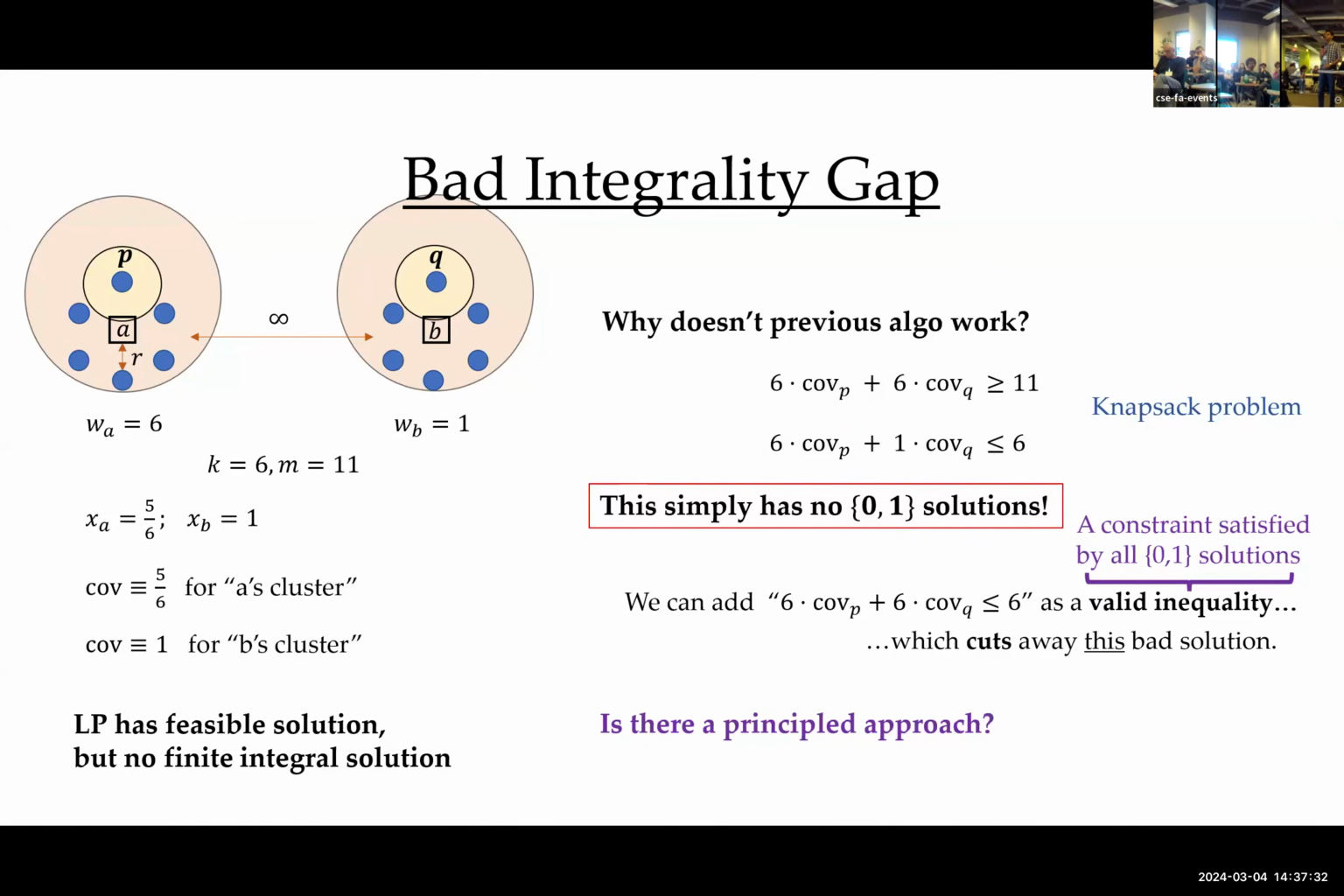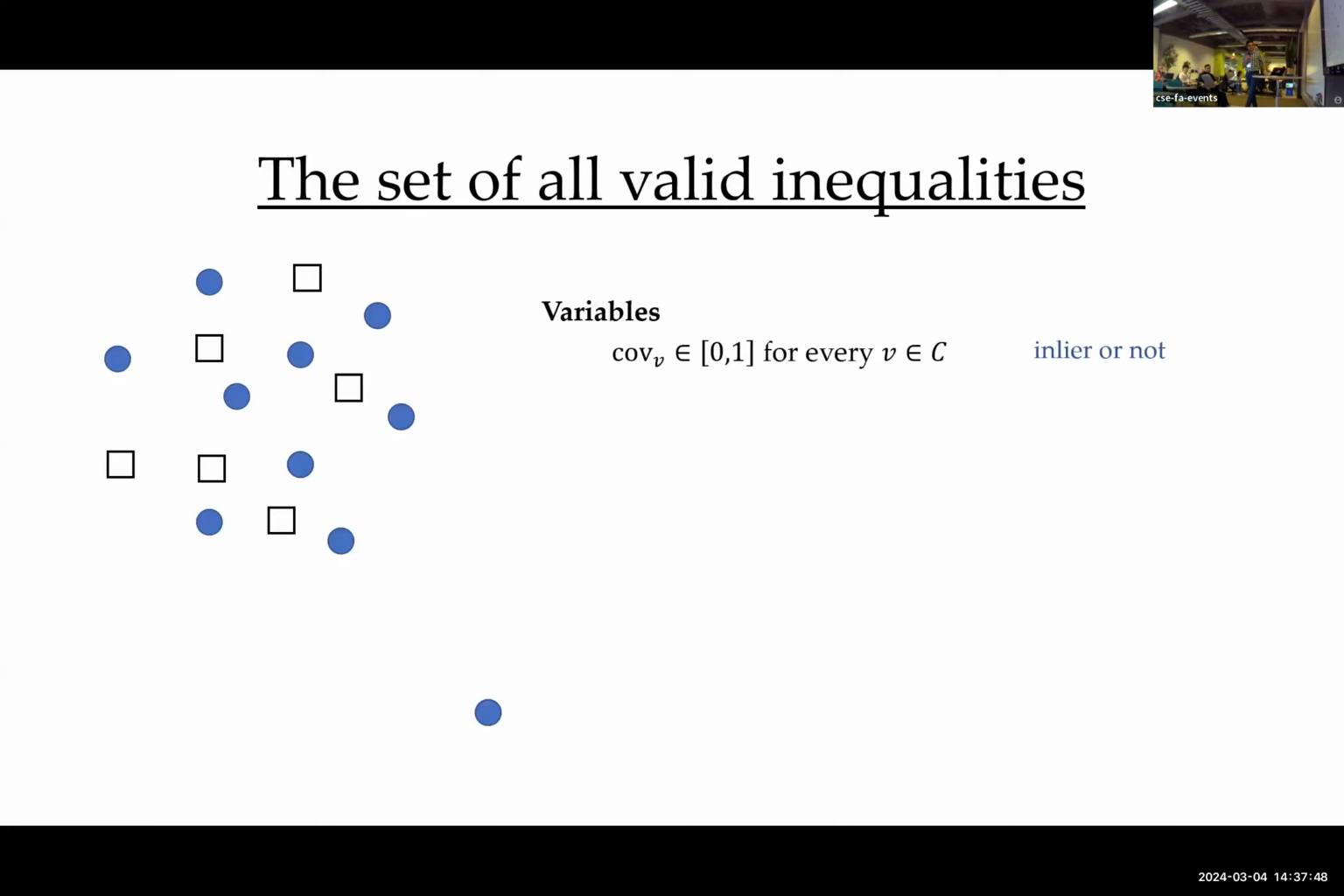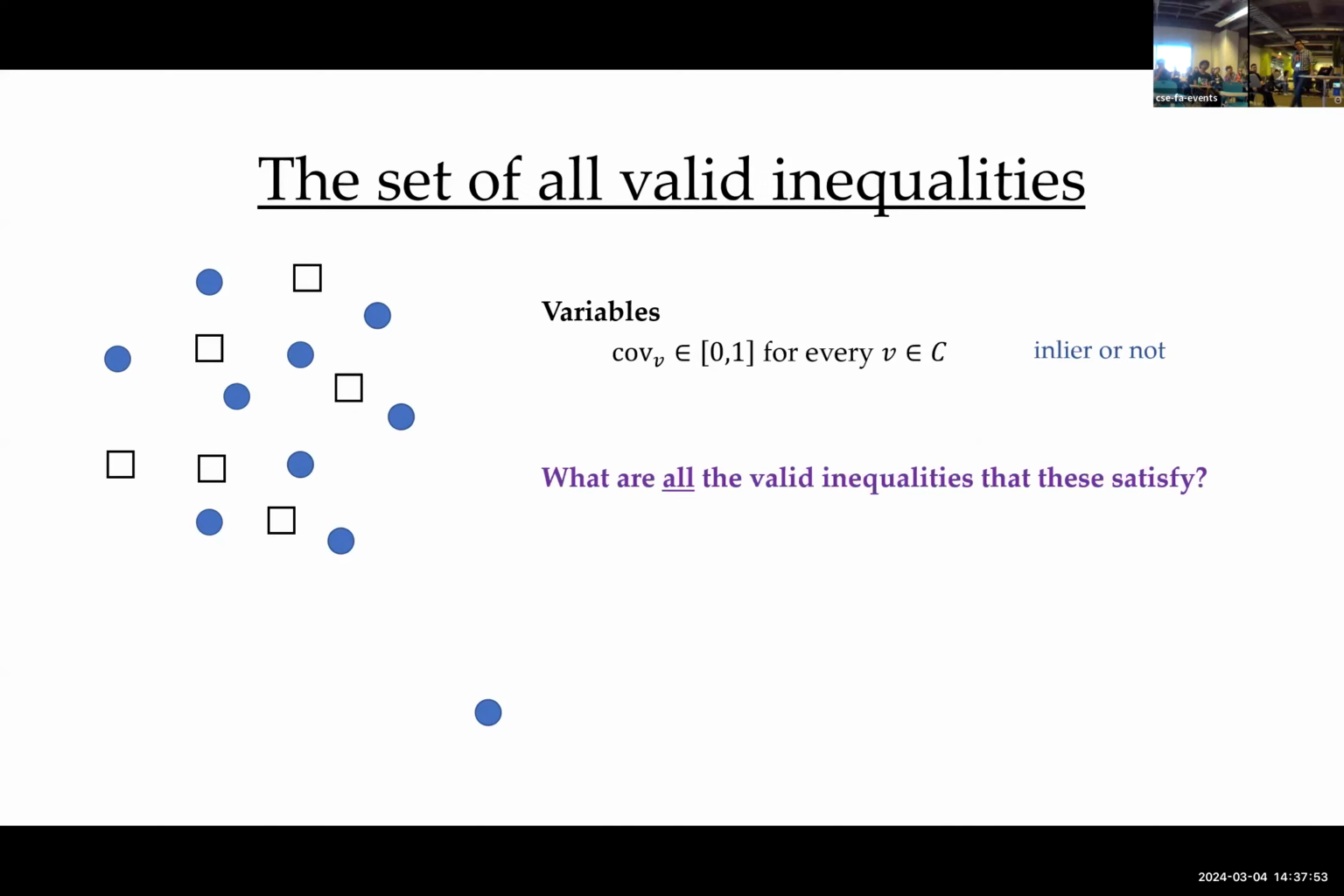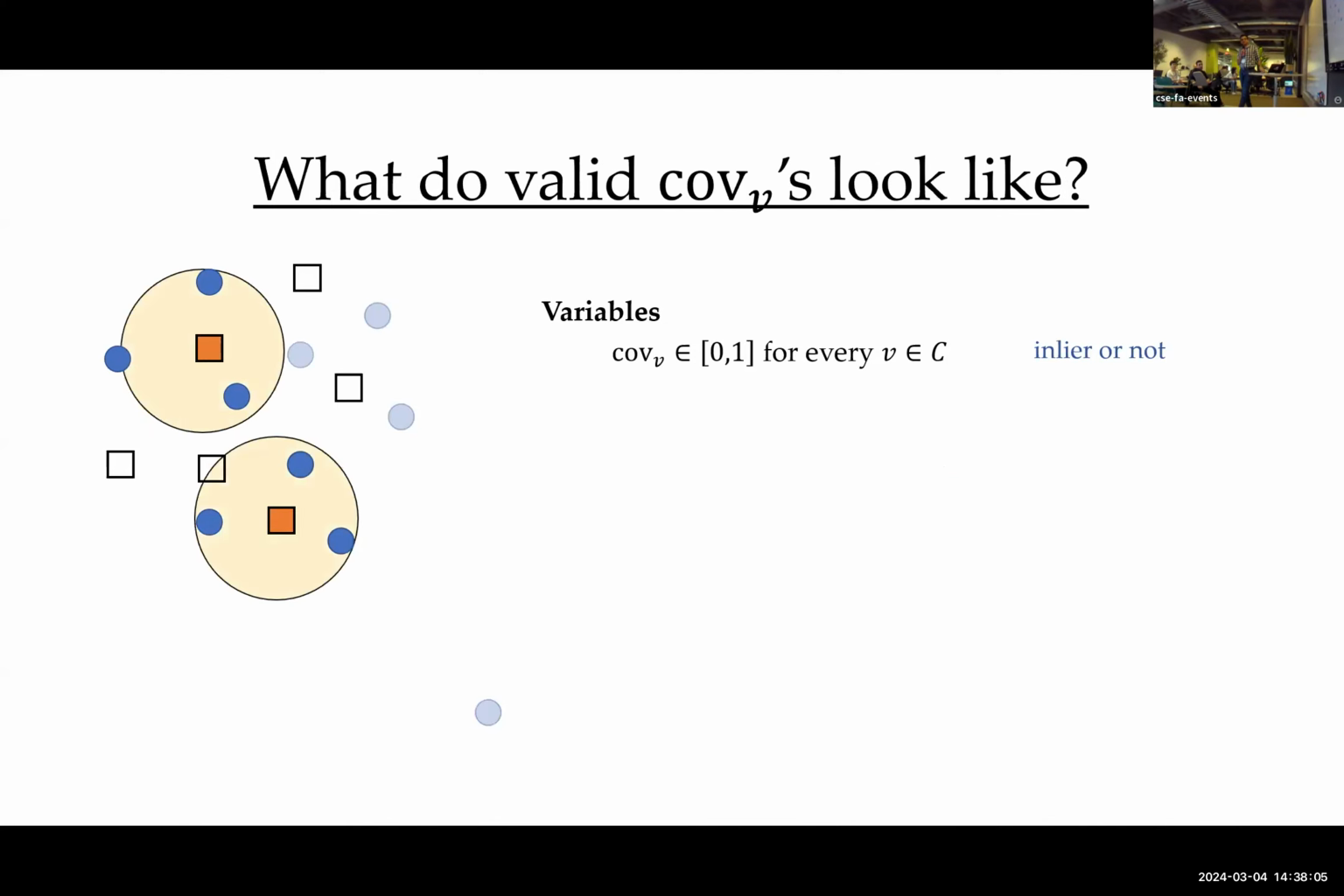So maybe the bigger picture is that any integral solution is a convex combination of all integer solutions. That's, in some sense, the tightest LP relaxation one can look at. And maybe one should just start looking at that. That's the high-level picture. So let me say what it is. What is the set of all valid inequalities? I just need the coverages of every client to run my algorithm, the LP-guided algorithm. And I'm asking, what are the valid inequalities they satisfy? Well, this is probably the tightest one, right?